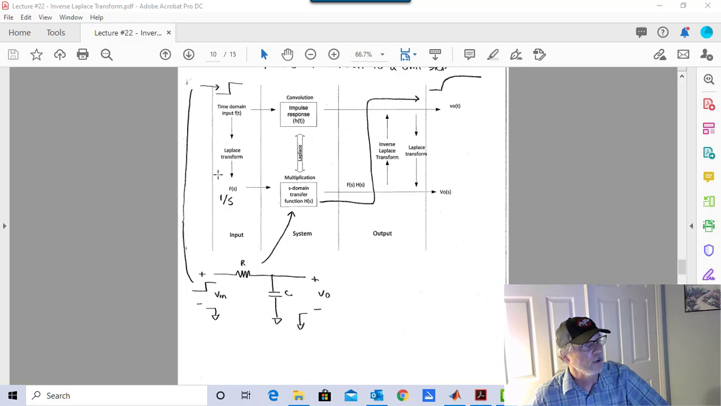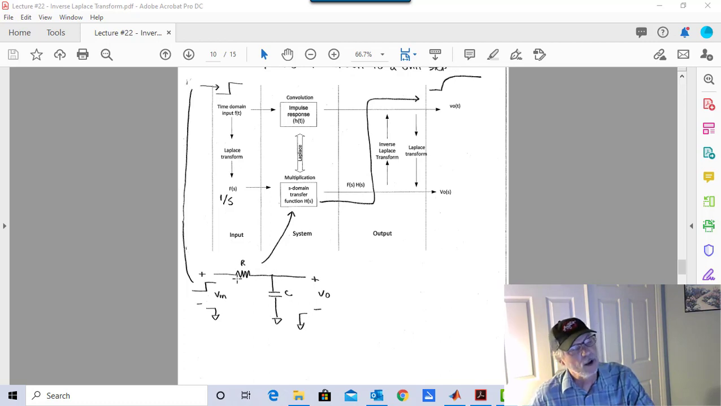What I want to find is I want to shove a step in the front end of this thing, and I want to see what comes out the other end. Let's just kind of triage it. I know I can't change the capacitor voltage quickly, right? So when this step hits, this is going to be 0 over here, because I can't change this voltage quickly, and I start off at 0.